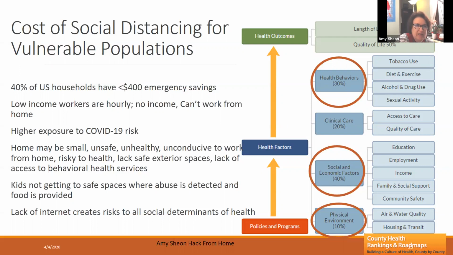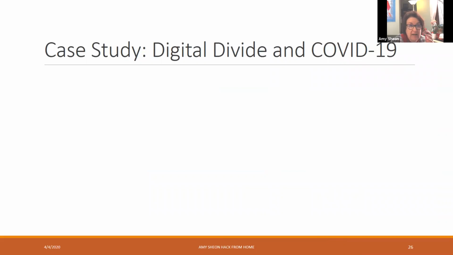Their houses may be small, unsafe. They may lack exterior space to get a breath of fresh air while maintaining social distance. Kids are especially vulnerable. They're not going to school where they may be getting free food and where abuse is detected. And the lack of internet just magnifies the risk from all these other social determinants. I'm going to talk a lot more about that later.